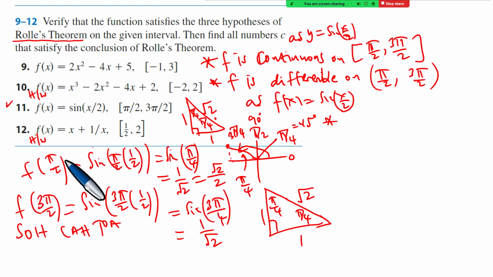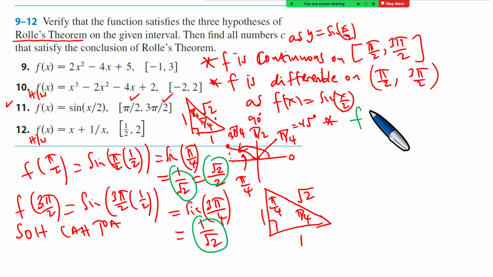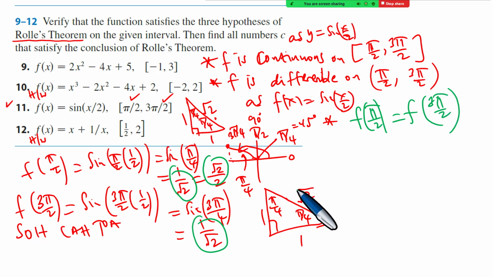The third one is that f at this point must be equal to f at that point. F at pi over 2, we can see it is 1 over the square root of 2, or square root of 2 out of 2, and this is exactly that. So which means f at pi over 2 is equal to f at 3 pi over 2. There it is. Now, with this stated, we are excited because we know that the three hypotheses of Rolle's theorem hold true: continuity, differentiability, the equality.